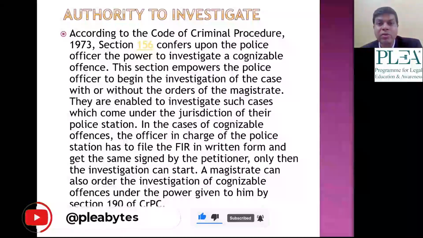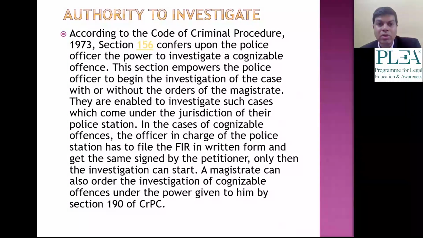That is authority to investigate. According to the CrPC, section 156 confers upon the police officer the power to investigate a cognizable offense. This section empowers the police officer to begin an investigation of the case with or without the orders of the magistrate. They are enabled to investigate such cases which come under the jurisdiction of the police station.